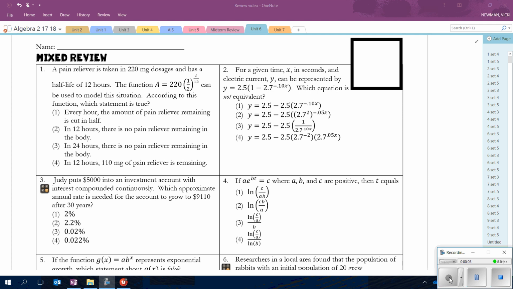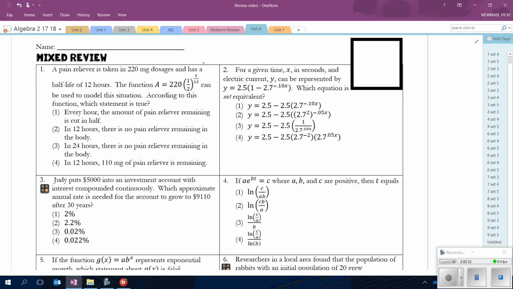Oh boy. All right. Pain reliever is taken in 220 milligram dosages and has a half-life of 12 hours. So look at that and understand what this means. Half-life means it reduces by half every 12 hours, right? Do you see that? Dividing by 12 in the t. Make sure you know to do that if you're writing your own formula. This function can be used to model the situation. According to the function, which statement is true?